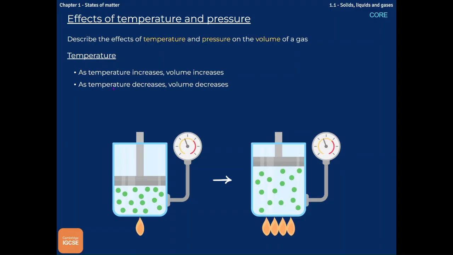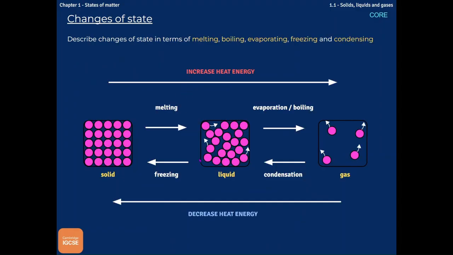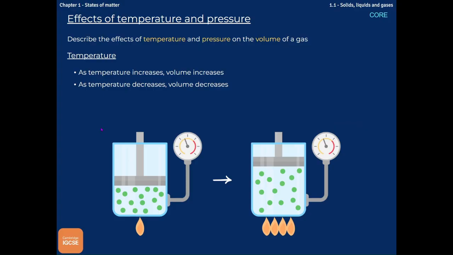As you decrease the temperature, the volume decreases. You can even see this, right? Decrease heat energy. The gas is taking up all the volume, and then it becomes a liquid, so it takes up less volume. Decrease the heat energy more, and then it becomes a solid, right? So this is true for the effects of temperature on a gas.